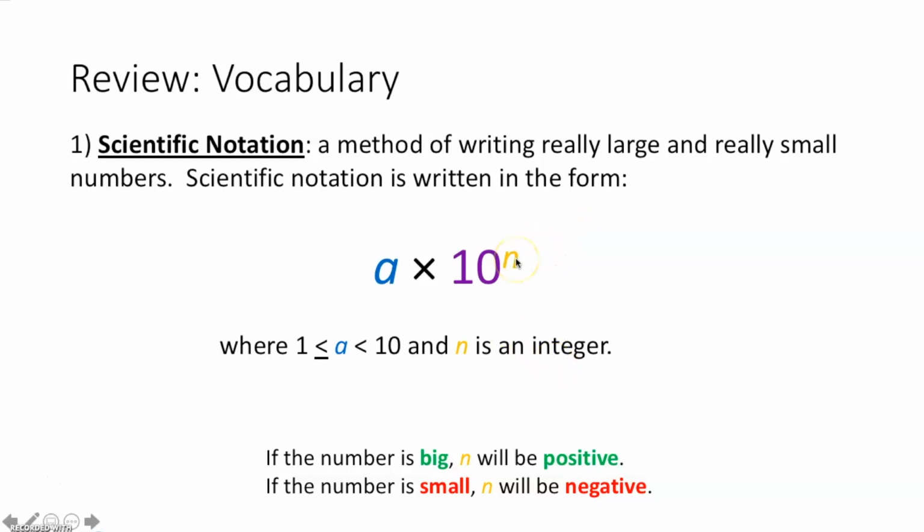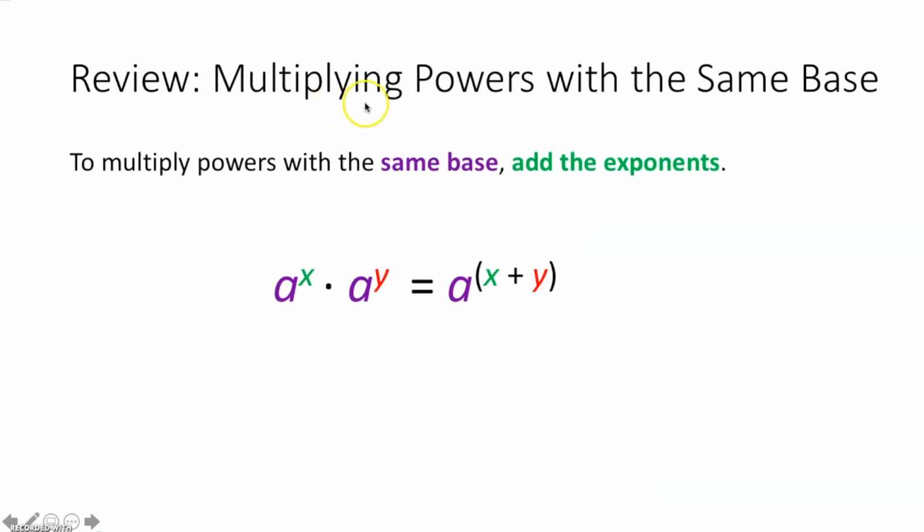If you have a really small number, close to 0, like 0.000001, that means n is going to be a negative integer. We're also going to review multiplying powers with the same base. Anytime you multiply two numbers or variables with the same base raised to an exponent, you add those exponents together. Even if you don't see an exponent, that means it's an exponent of 1. So if you're multiplying like bases, you add the exponents.